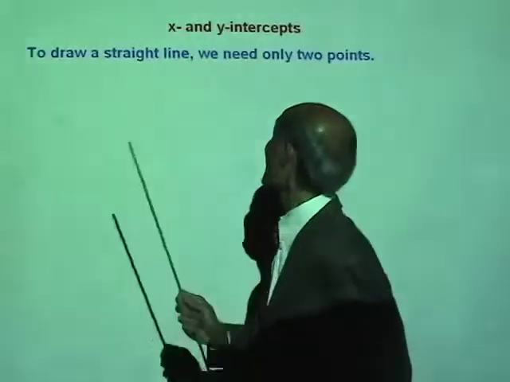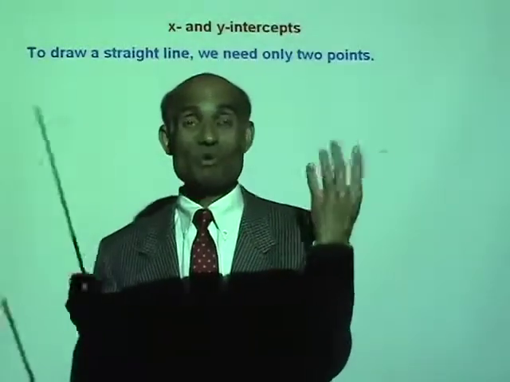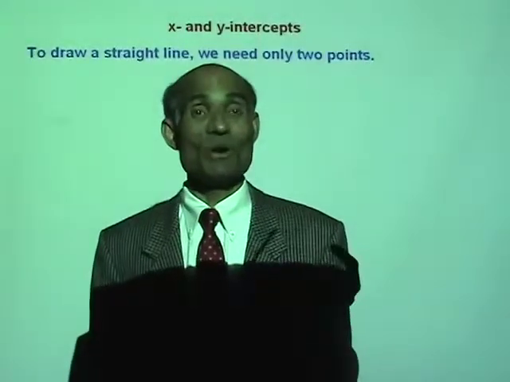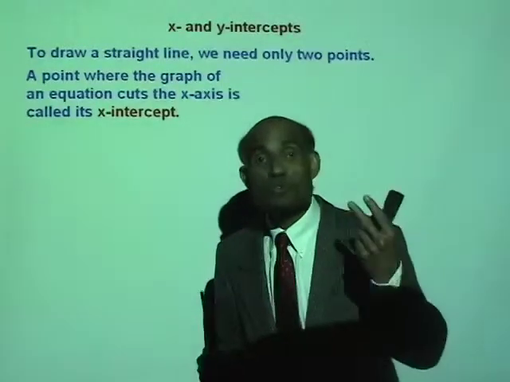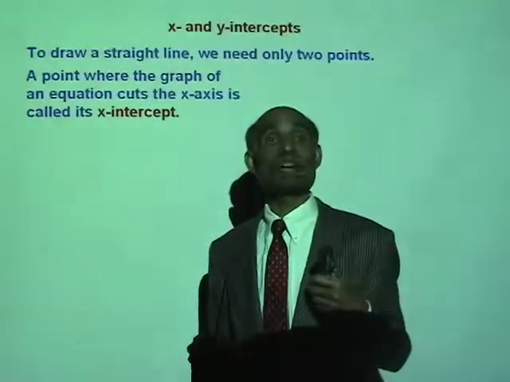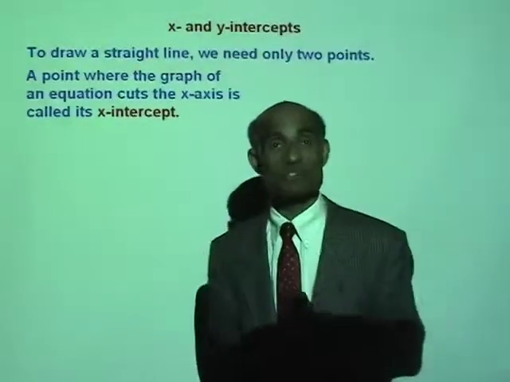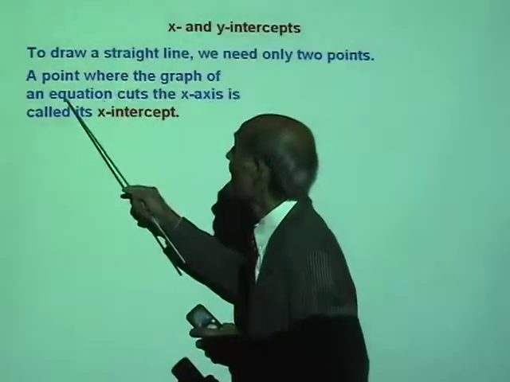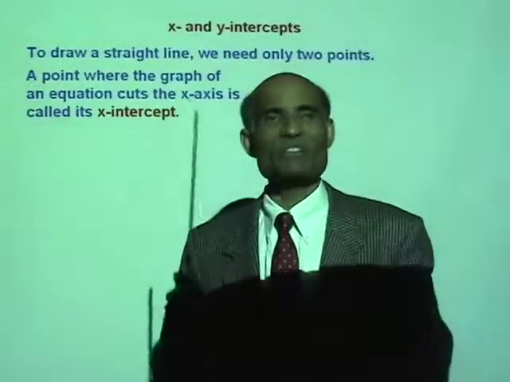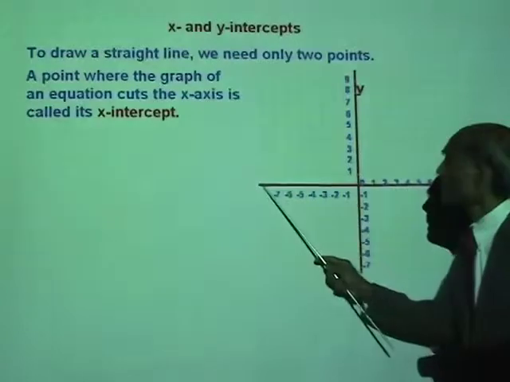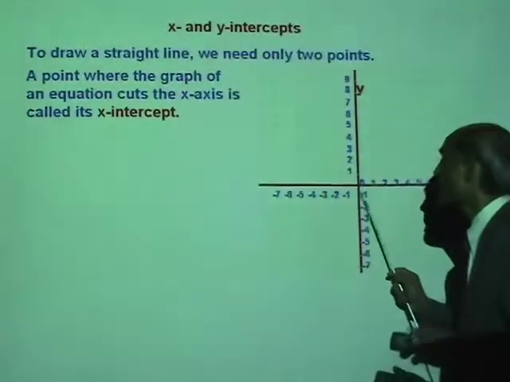Alright. To draw a straight line, we need only 2 points. The last 2 graphs, we obtained 4 ordered pairs. But do we need 4 points to draw a straight line? No, we need only 2 points to draw a straight line. So, it is very convenient to obtain 2 points and draw the graph of a linear equation if you know how to find the x-intercept and the y-intercept. What is the x-intercept? The x-intercept is a point where the graph of the equation cuts the x-axis. Now tell me, you go along the x-axis, what is the value of y anywhere on the x-axis?